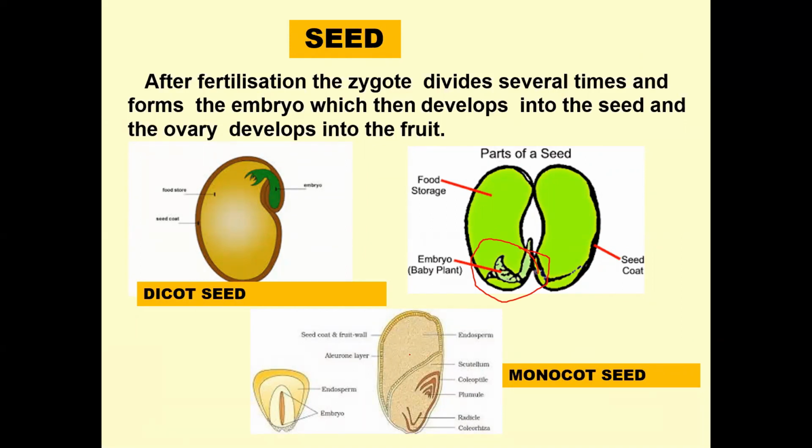Similarly, this is the monocot seed. In monocot seed, there is only a single cotyledon and that is highly reduced. The main part of the seed is occupied by the endosperm. This is the stored food in monocotyledonous seeds. Here also the embryo is a small part of the seed. Maize, wheat, rice, all these are examples of monocot seeds. Gram, pea, groundnut, all these are examples of dicot seeds.